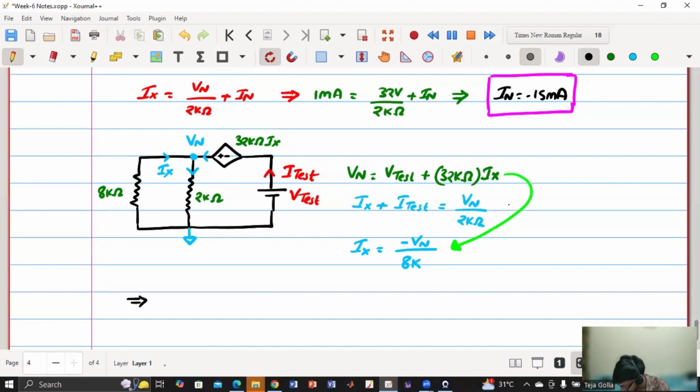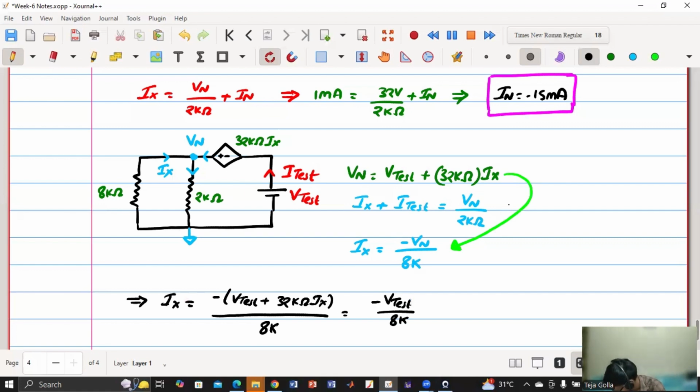Then I'll get, basically we have three equations. We just have to manipulate with that. Ix is equals to minus of V test plus 32 kilo ohm Ix by 8K. So if I do this, I'll get minus V test by 8K minus 4Ix. So from this, I'll get Ix to be minus V test by 5 8s are 40 kilo ohm. Agree?